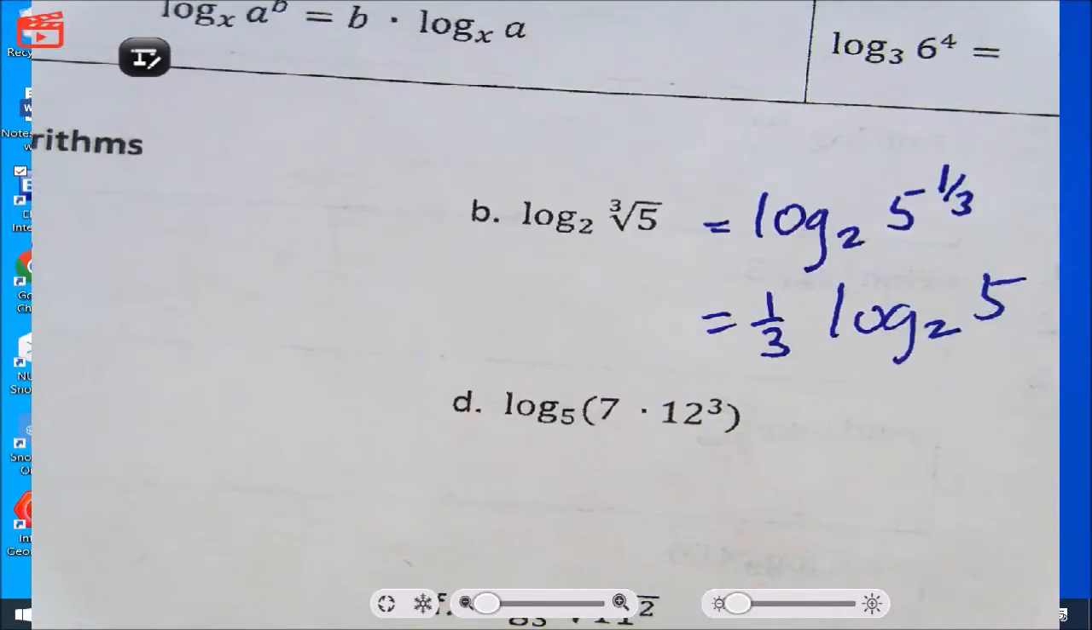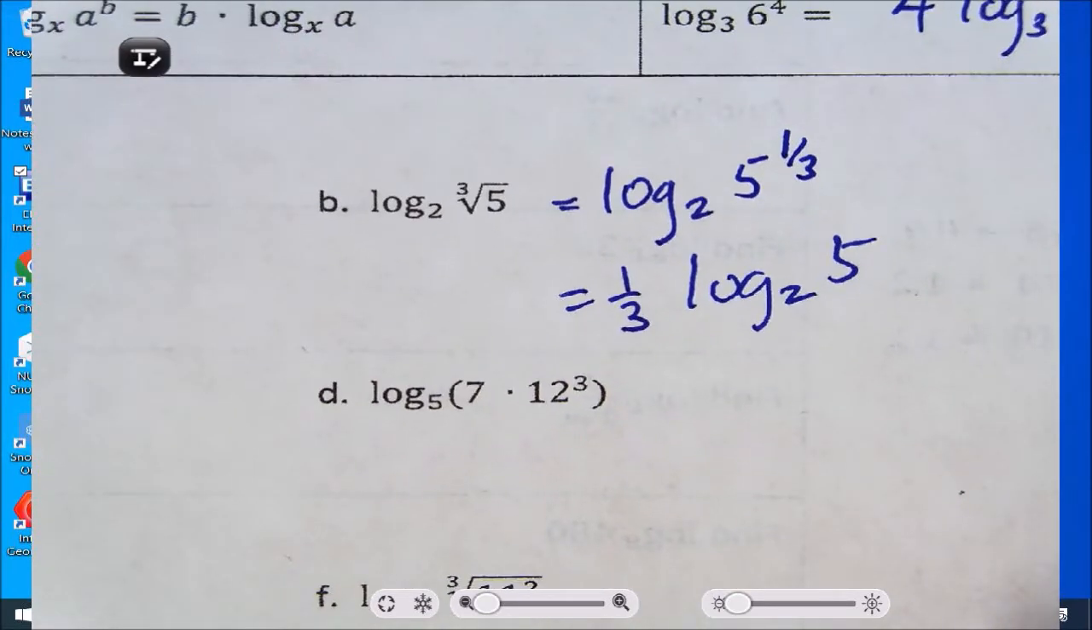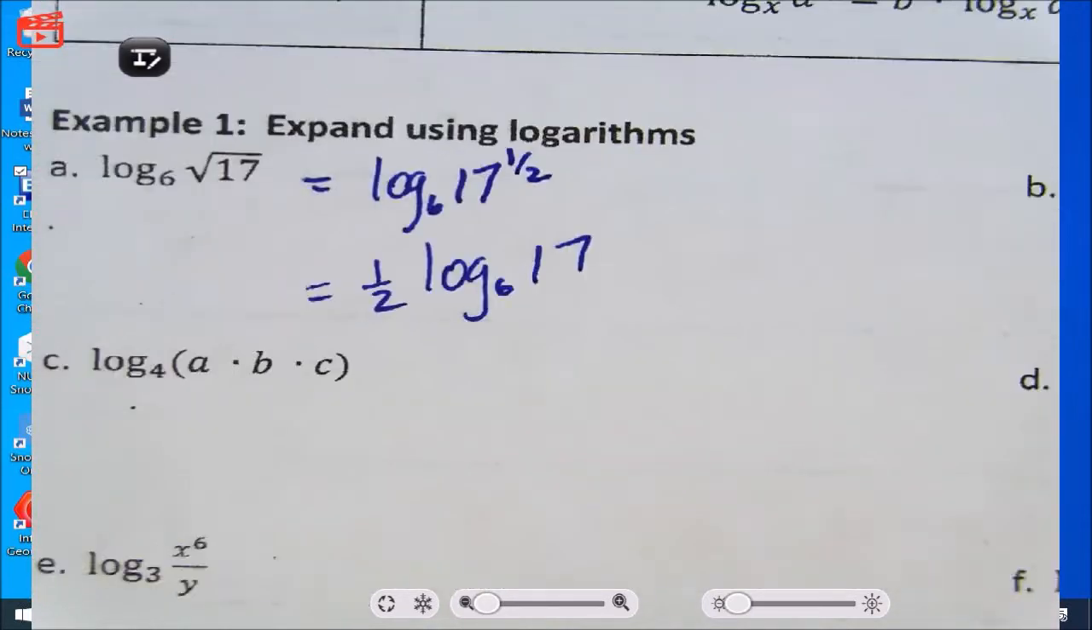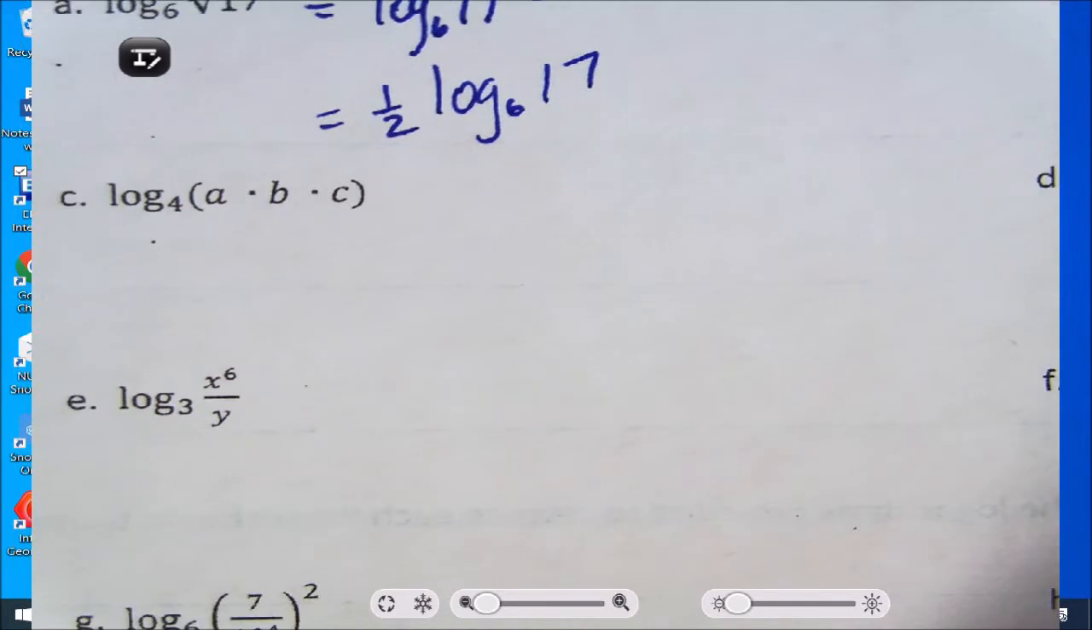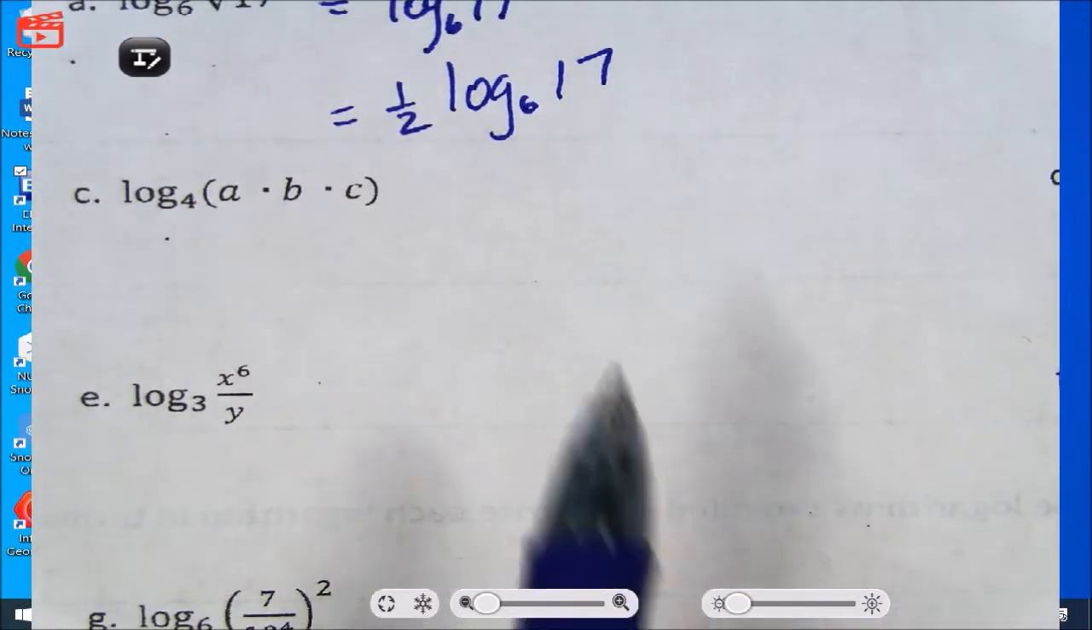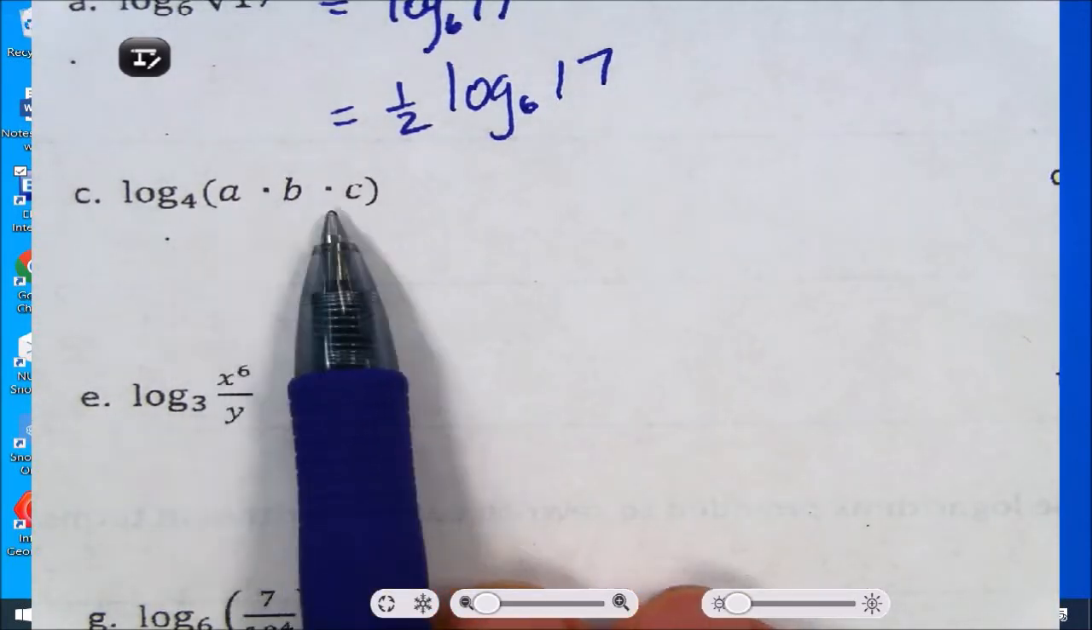I was wondering why we put a dot there. Alright, ready? Am I moving too fast? Person watching the video says, no, keep going. It's awesome.